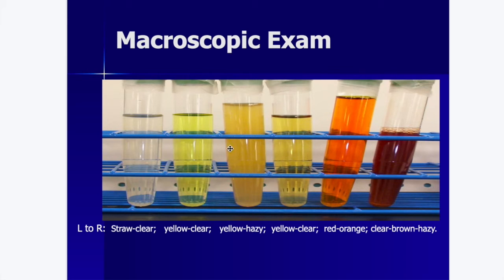Yellow and clear. Yellow and hazy, so you can see that it's yellow, but you can't see through it like you can these two. This is another yellow clear. This is red-orange. That would also be clear. And then brown, this one would be hazy, just to give you some ideas of what different urine samples might look like.